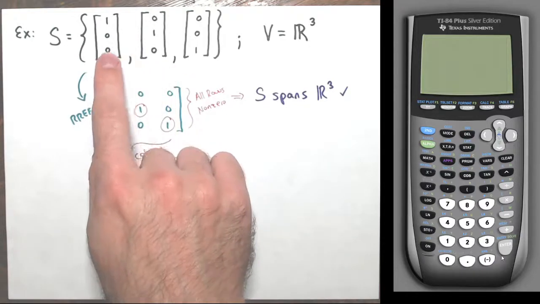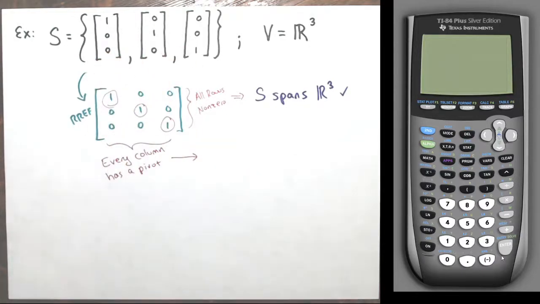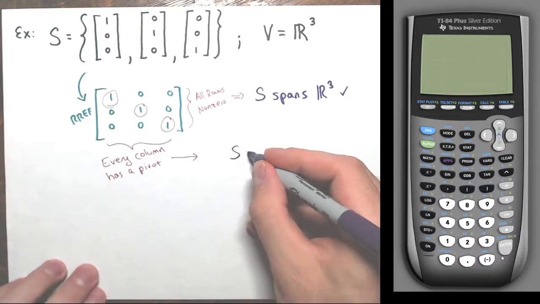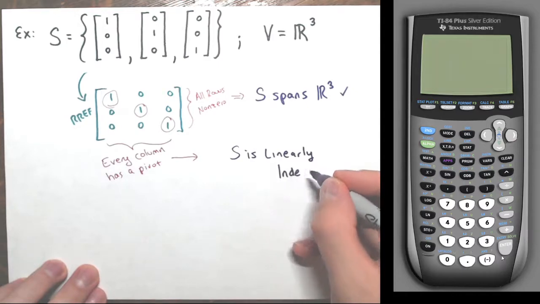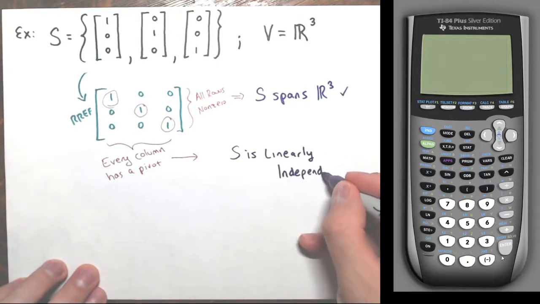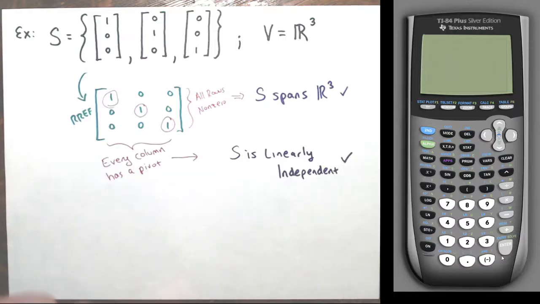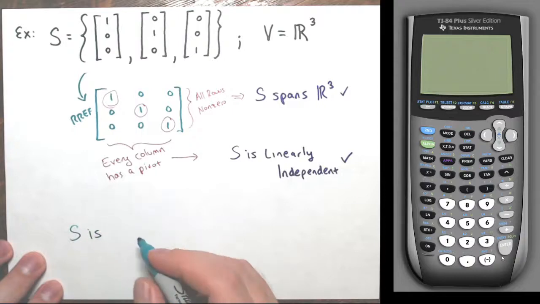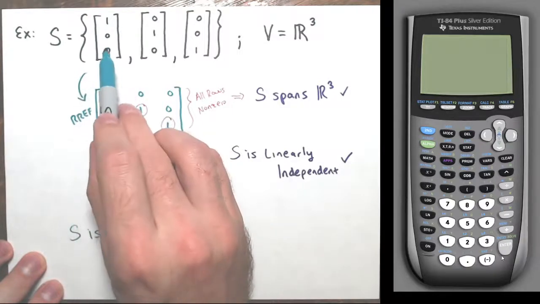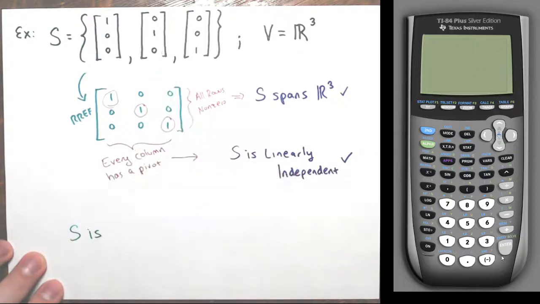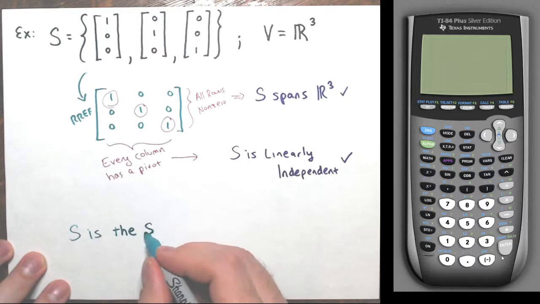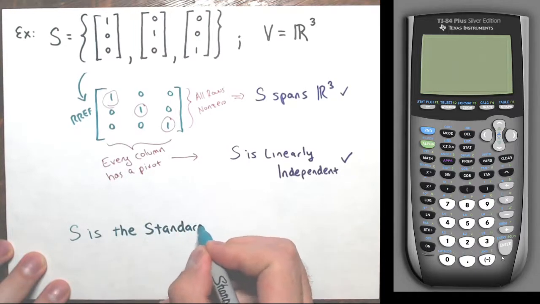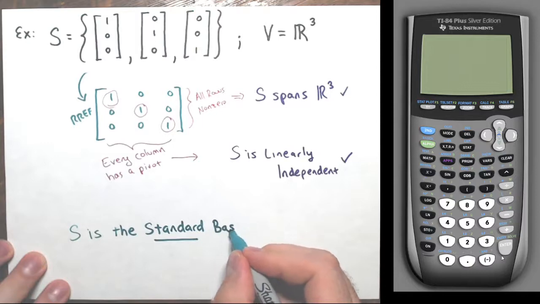You can't take one of them and write it as a linear combination of the others. So S is linearly independent, and that's wonderful. Both things hold. So S is a basis, and in fact, because these columns are from the 3x3 identity matrix, S is the standard basis for R3.